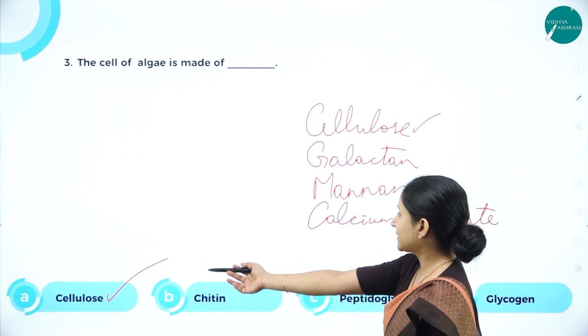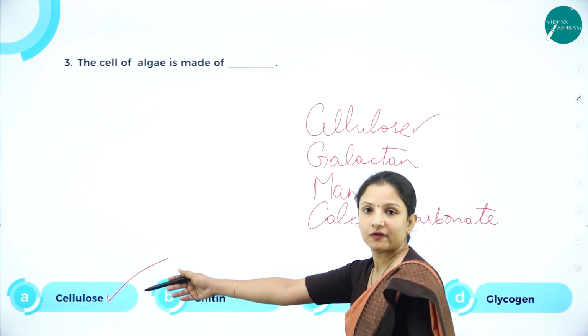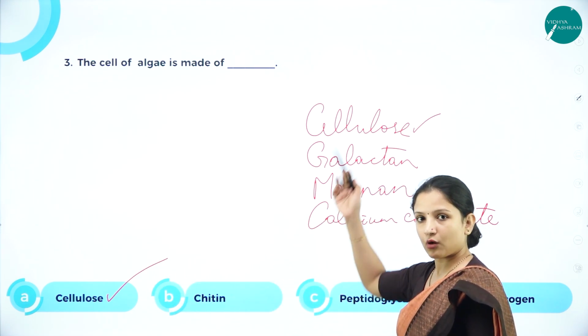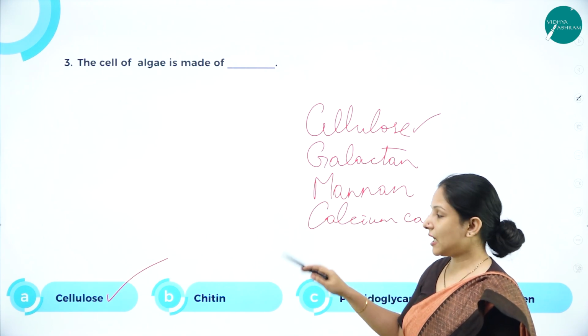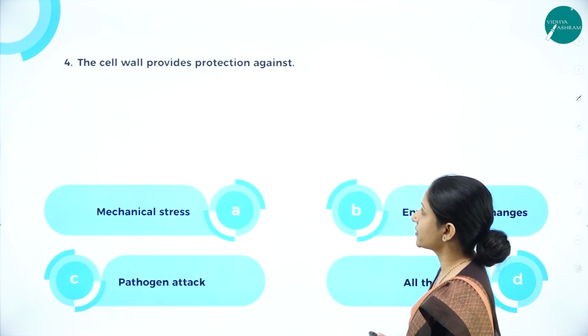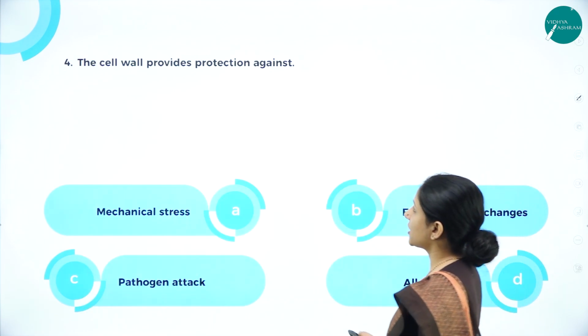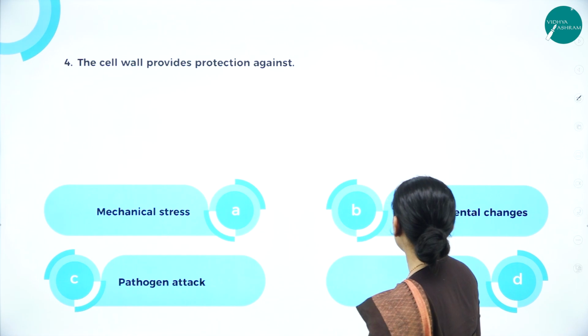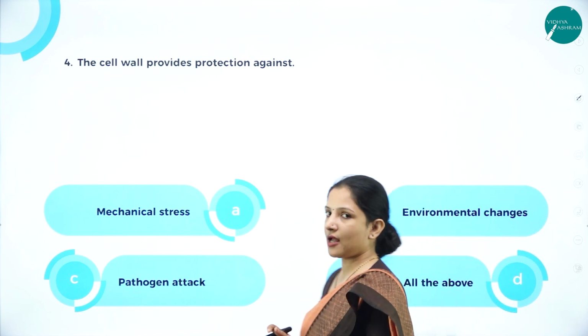In this place, galactan can also be given, mannans also can be given, calcium carbonate also can be given. If they give all the three, that is also the right answer. But in this option, because cellulose is given, I have chosen cellulose here. Next question. The cell wall provides protection against mechanical stress, environmental changes, pathogen attack, all the above.